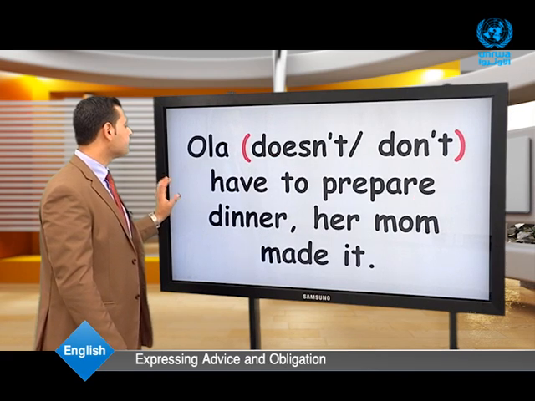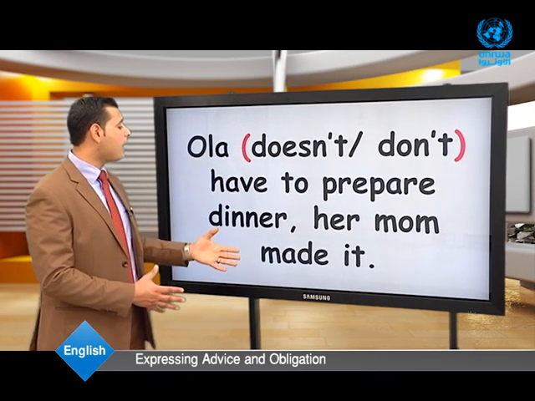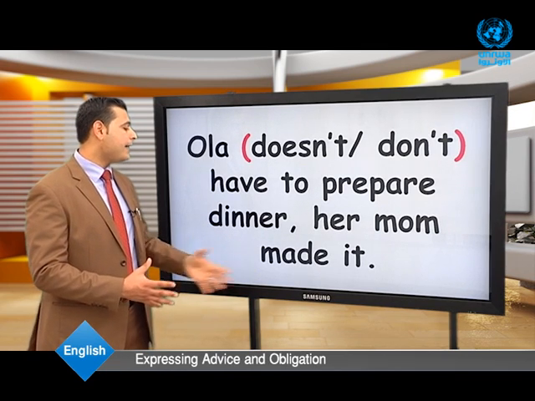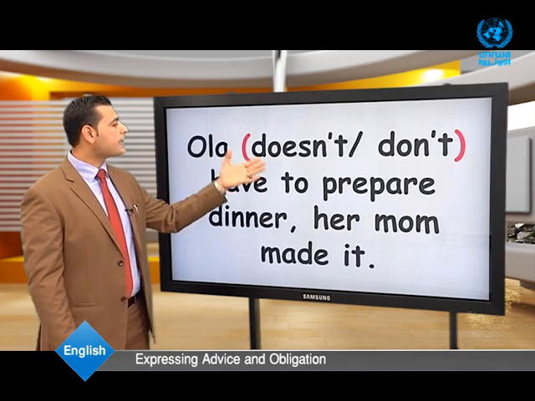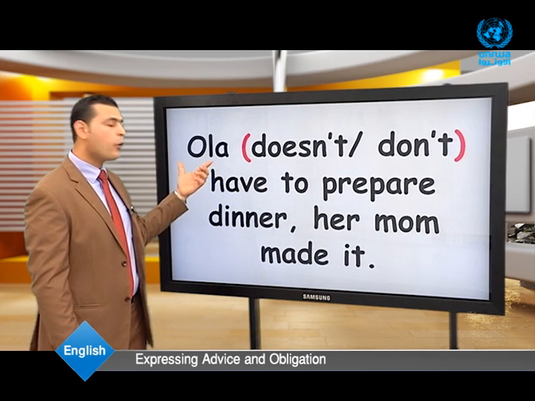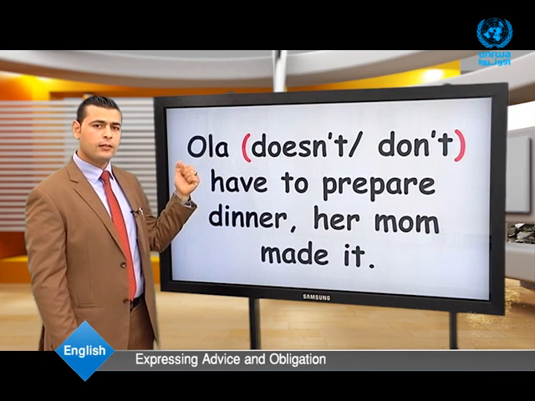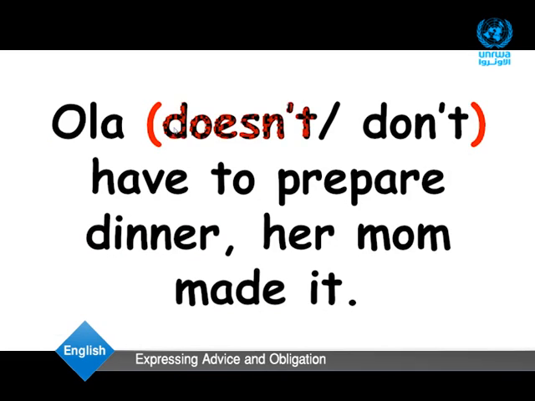Let's go ahead. Ola doesn't or don't have to prepare dinner. Her mom made it. Here we have Ola, a singular subject. Should we use don't or doesn't? Wonderful, thank you very much. Ola doesn't have to prepare dinner, her mom made it.